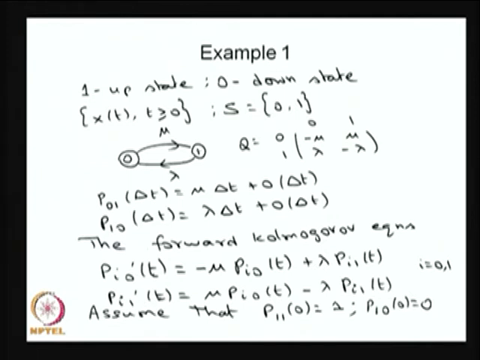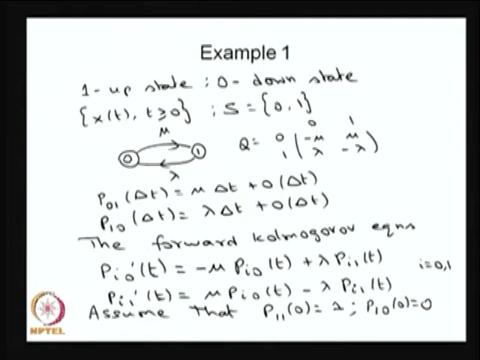That means you start from state 1, and either you would have come from state 0 to 1, or you did not move from state 1. Therefore, minus lambda times pi 1 of t plus mu times pi 0 of t is the net rate corresponding to state 1. So, now we are able to write the forward Kolmogorov equation. This is the interpretation of the forward Kolmogorov equation.